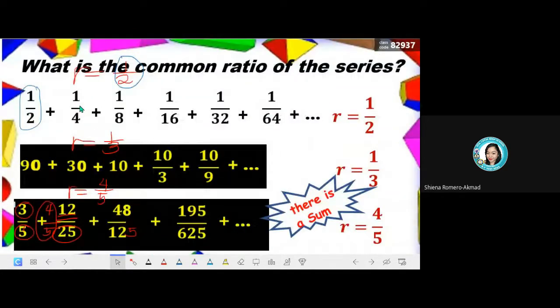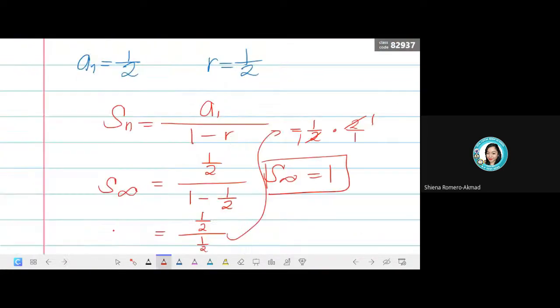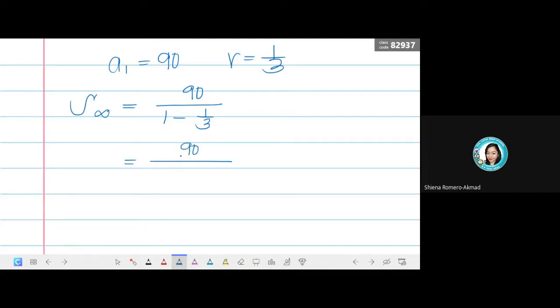Okay? Now, let's try. Yung pangalawa, we have 90. Tapos, the ratio is 1/3. The first term is 90. And the ratio is 1/3. Let us try to solve. So, S sub infinity is equal to the first term divided by 1 minus 1/3. So, this will be 90 divided by 1 minus 1/3. So, that's 2/3 equals 90. Multiply natin siya to the reciprocal of 2/3.